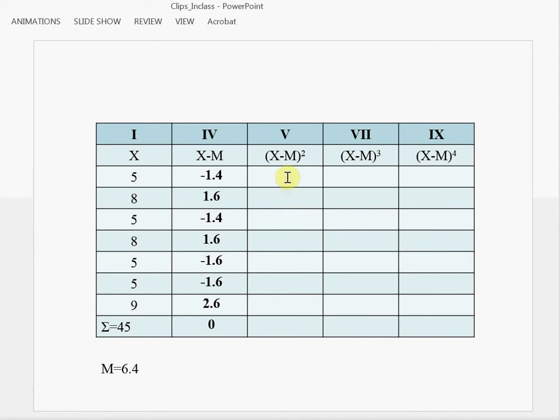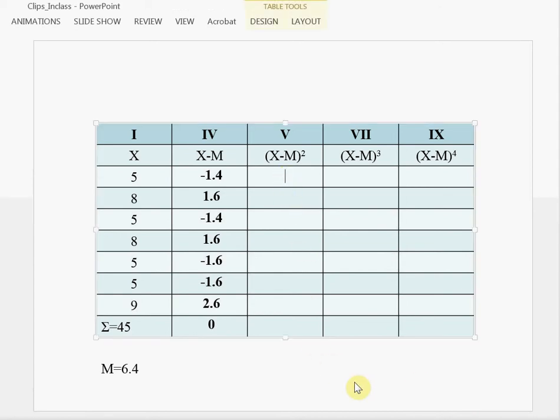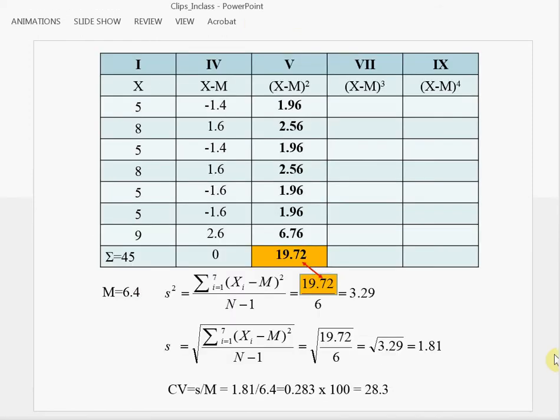Then we use this next column to calculate squared deviation. For the first case, negative 1.4 squared gives us 1.96. Every time you find the square of a negative number, you have a positive number. 1.6 squared, you have 2.56. You do the same for all cases, and you obtain squared deviations such as this. Then you can find the sum of squared deviations, and this is the number 19.72.